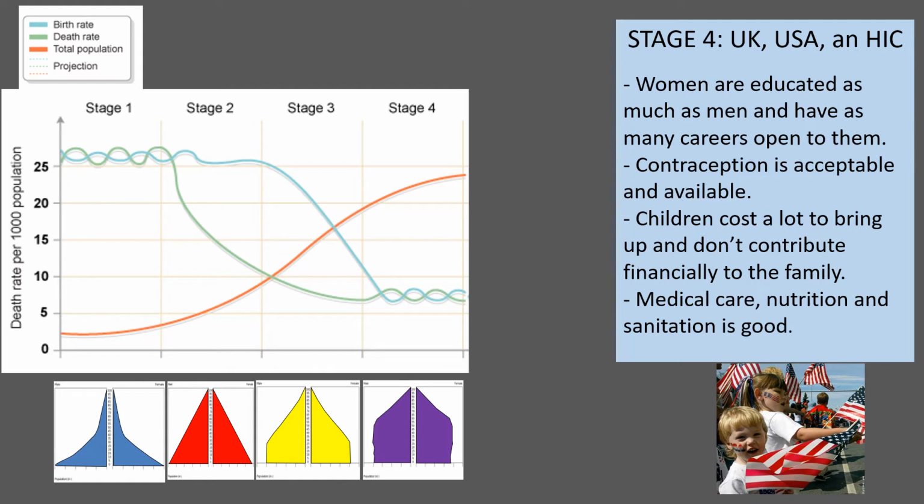We in the UK are at stage 4, typical of a high income country. Birth rate and death rate have fallen to a low level and cancel each other out, so the population overall has stopped growing. Medical care, nutrition and sanitation are good, so people live to an old age, as seen by the squaring off at the top of the population pyramid. Women have as many career opportunities open to them as men and choose to work outside the home, start families later and have fewer children. Children and childcare are super expensive and so birth rate is low.